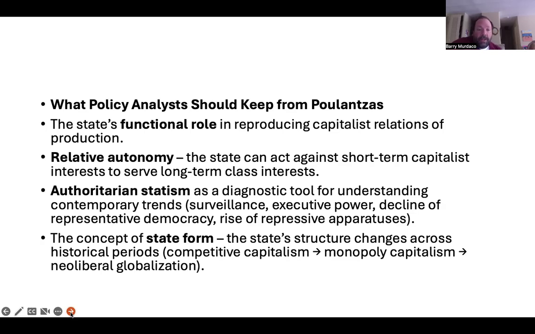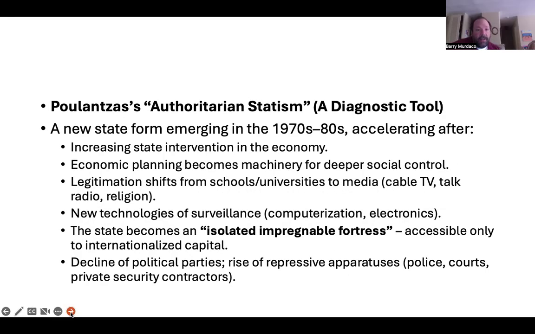He later came up with this term authoritarian statism, which I think is interesting. It seems to suggest a lot of where governments have actually headed since the 1970s. A diagnostic tool for understanding contemporary trends. I'll talk about this more in the next slide. The concept of state form: the state's structure changes across historical periods, as I've already said.